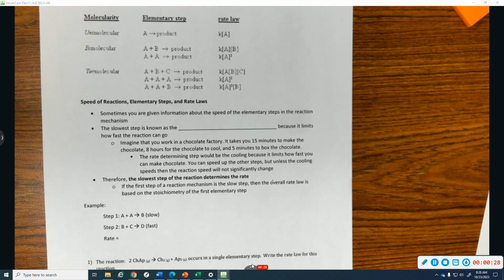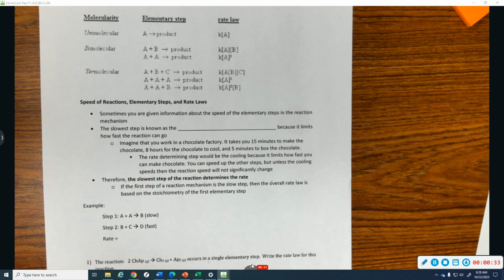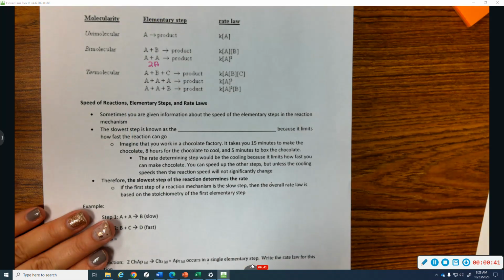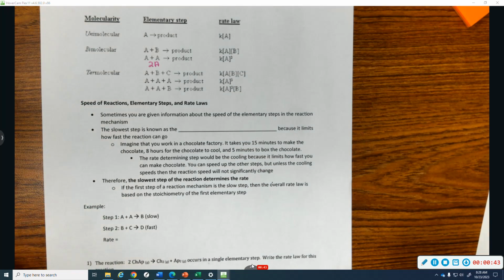If it's a bimolecular step, it has two reactants, and it could look like this: A plus B makes product, or A plus A. Sometimes A plus A won't be written like that. Actually, I would say all the time it would be written like 2A makes a product. That's a bimolecular step. You have two reactants.